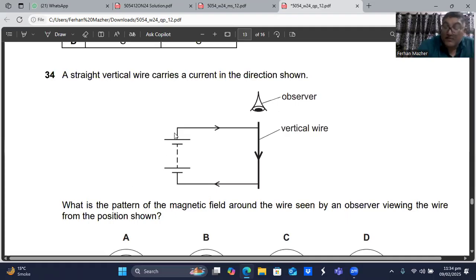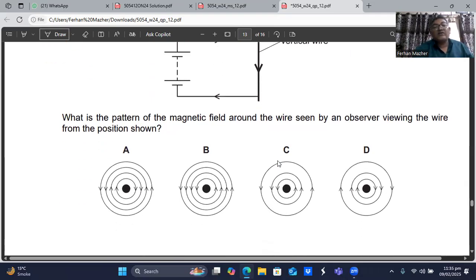So the current is going from the positive terminal of the battery, going downward and then entering the wire. So the current is basically going downwards. You will take your right hand and hold the wire such that your thumb is along the direction of the conventional current, which flows from the positive to the negative, and then you look at it from the top. When I look at my fingers, they are telling me clockwise.